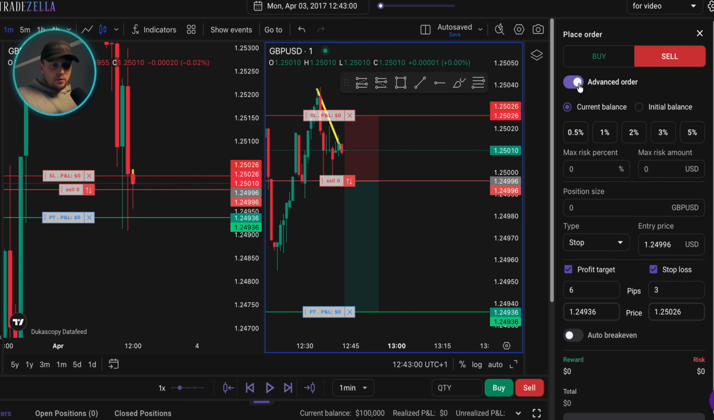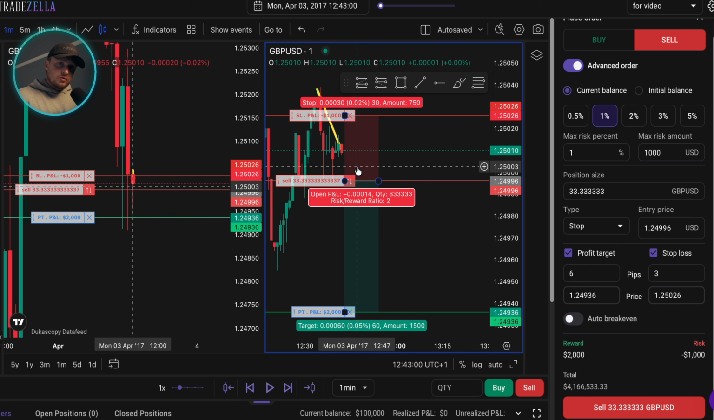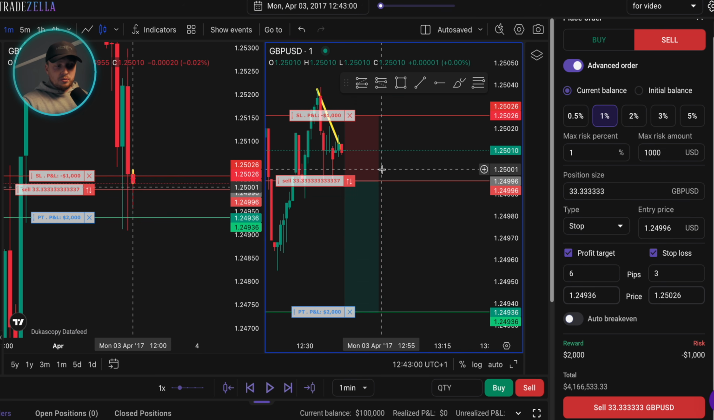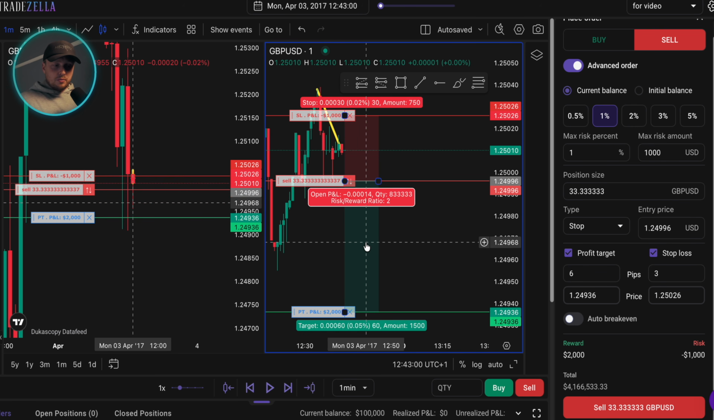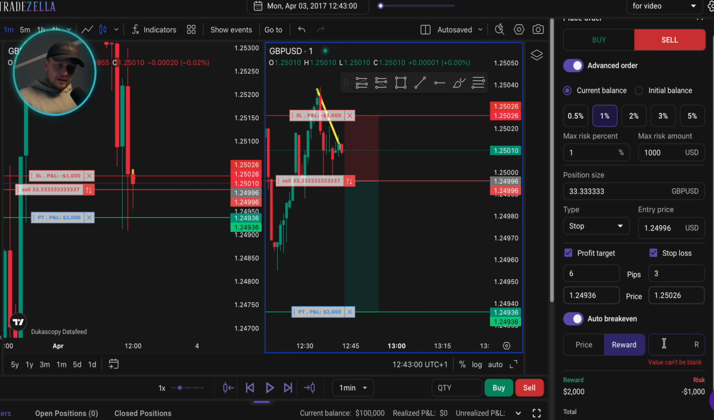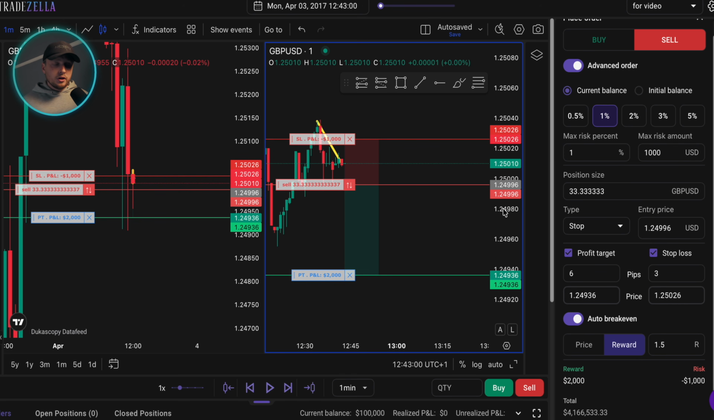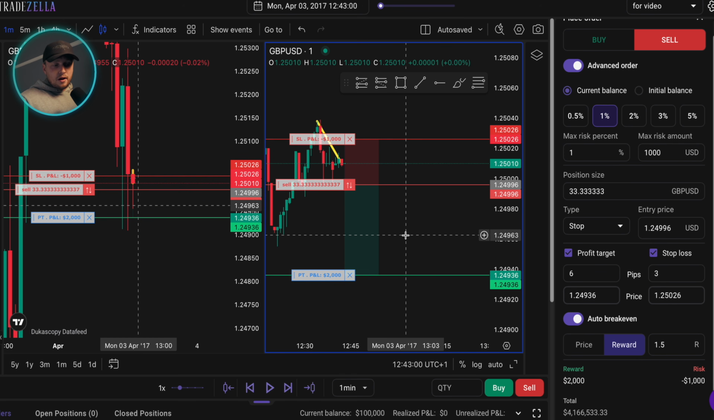So here on TradeZella we can go to advanced order, we can do 1%. Now TradeZella just uses the long or short position that you've drawn onto the charts to automatically put the trade in. So we don't have to put our own take profit and stop loss in. It'll automatically do that based on the short or long position order that we've drawn on the charts. We can also use auto break even to go to a 1.5, because I always go for a 1 to 2 risk to reward. Stop loss at break even at 1.5.